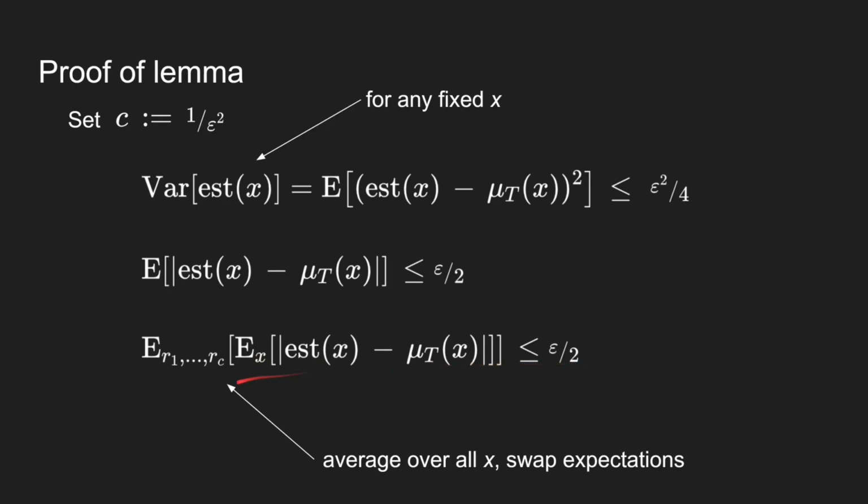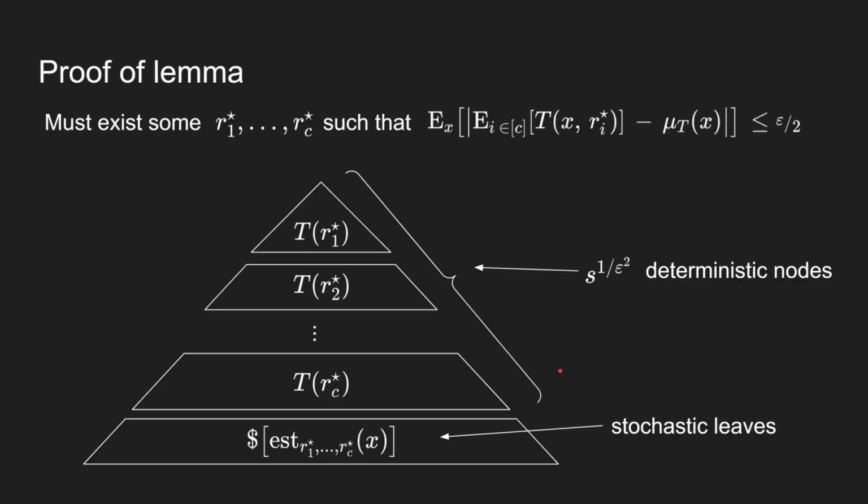Now, since there's got to be some event that puts this quantity, this random variable, at most its expectation, this means that there exist some values of R1 through RC such that this inner part, this random variable, is at most epsilon over 2. We will call these special values R1 through RC star. And this here is just unfolding the definition of the estimator. It's the expectation over all of the Ri stars of T of x fixed by Ri star.